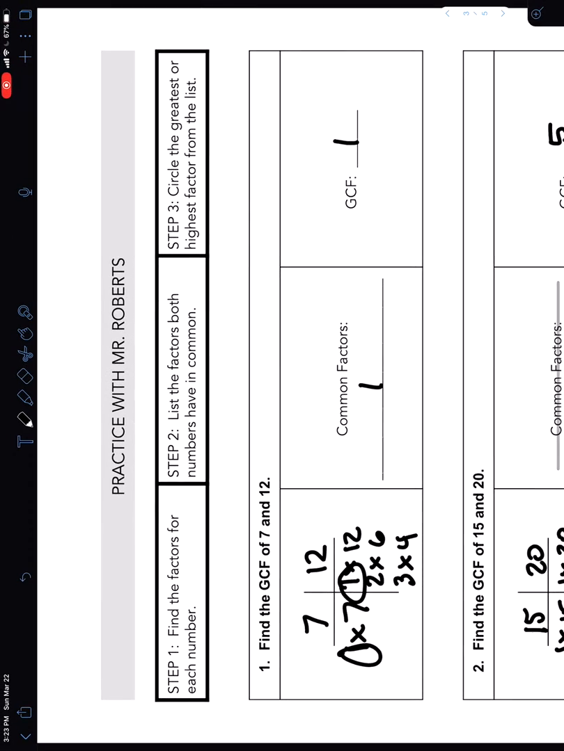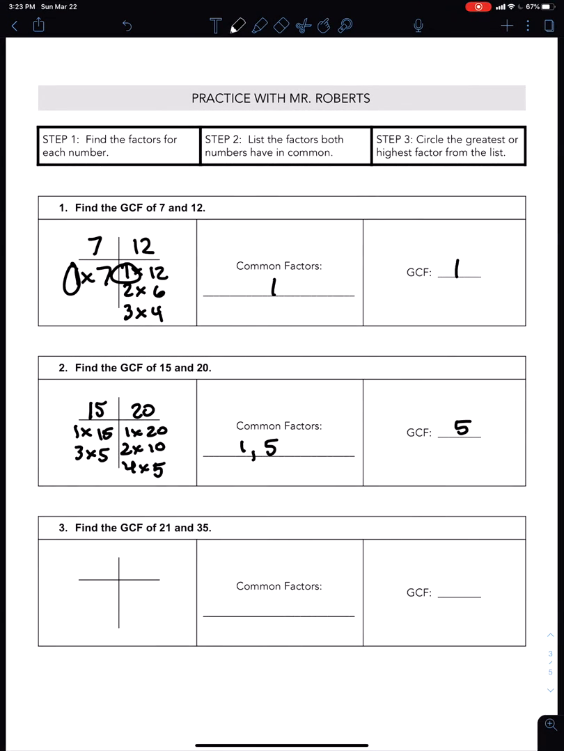All right, and for this last one, sorry, my screen just went a little wonky. For this last one, we do 21 and 35 in our T-chart. Factors of 21: 1 times 21, 3 times 7. And then factors of 35: 1 times 35, 5 times 7. Then our common factors are 1 and 7. The greatest common factor would be 7.